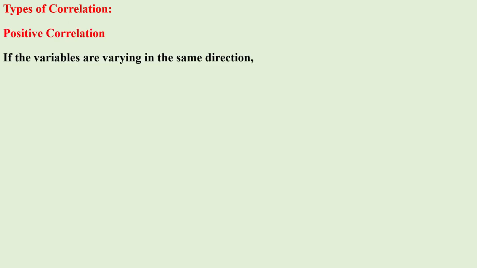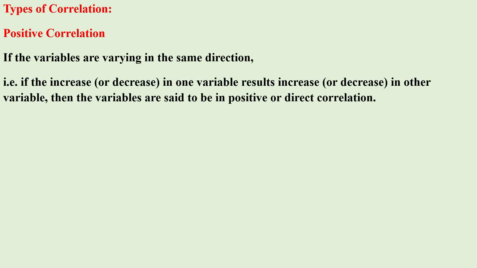Positive correlation: if the variables are varying in the same direction, going up or going down. If x increases, then y increases. If x decreases, then y decreases. The same direction means positive correlation. If the increase or decrease in one variable results in the increase or decrease in the other variable, then the variables are said to have positive or direct correlation.